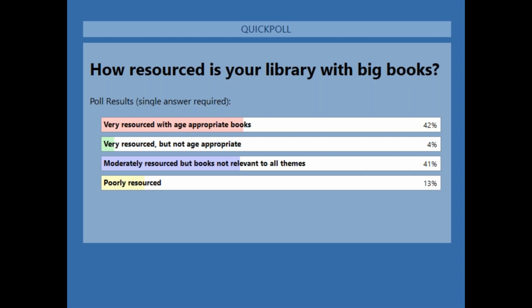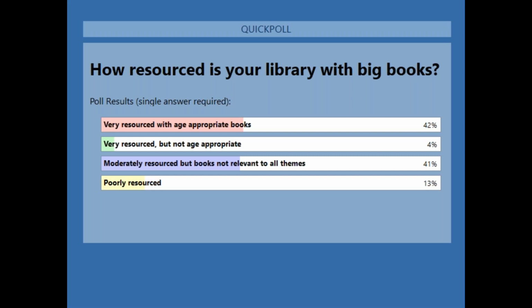4% said, yes, I've got books, but they're not age appropriate. Remember, if they're not age appropriate, it's going to be very difficult to read to your learners and get them to interact and relate to personal experiences and things that learners of that age of 6, 7 will be interested in. So it's very important when you choose your resources to be mindful of that. 41% says moderate. You have got books, but it's not always relevant to your topics and themes and things that you would like to do.